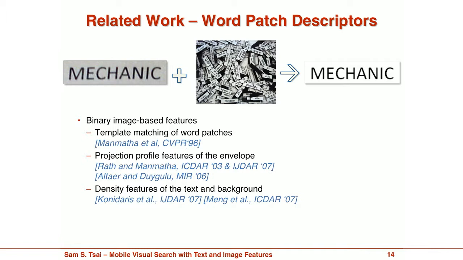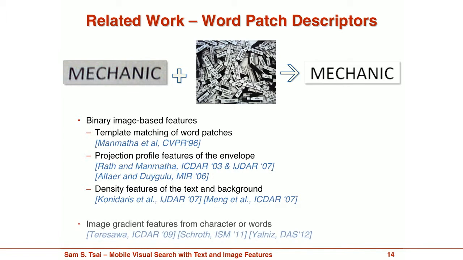He used binary images and performed template-based matching. Others followed the approach and generated features such as projection profiles and density features from the binary image. However, with binarization, you lose some information. Thus, people have started looking into using information directly from the image itself, such as using image gradient features. We'll come back to these methods later in the talk.